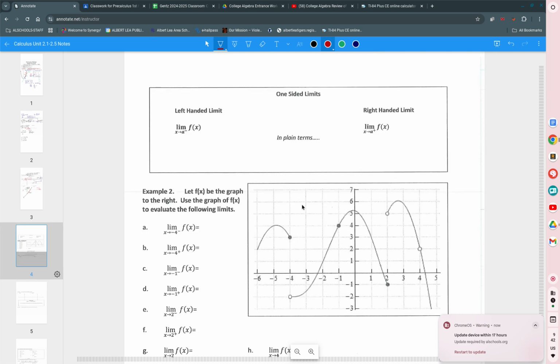Let's go. So, in order for a limit to exist, the left side needs to be equal to the right side. We're going to talk about one-sided limits, okay? A left-handed limit says as x approaches a from the left, okay? From the left.